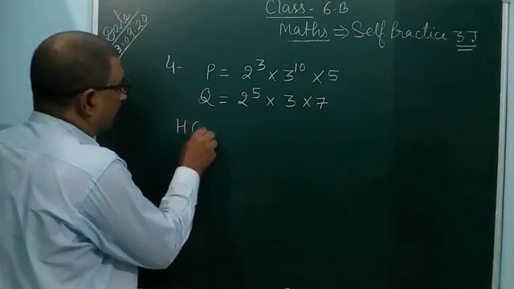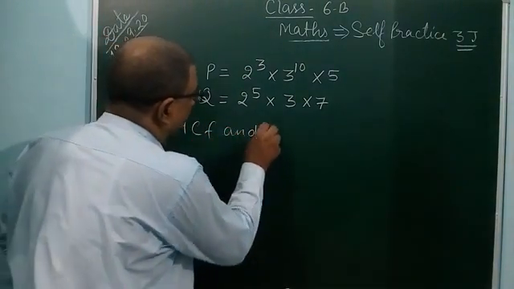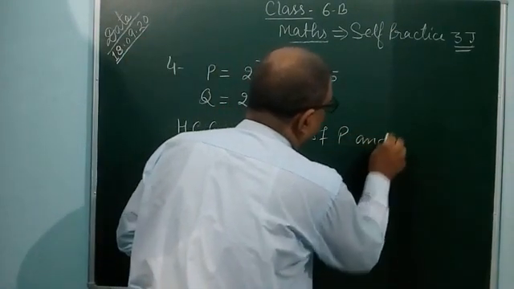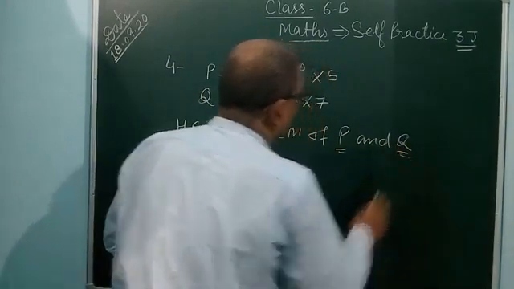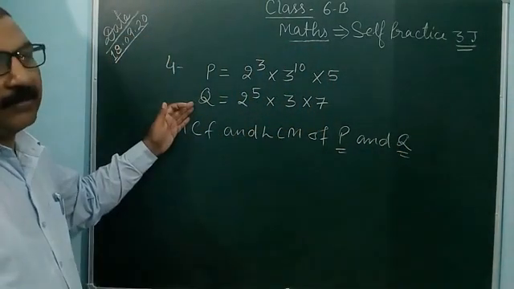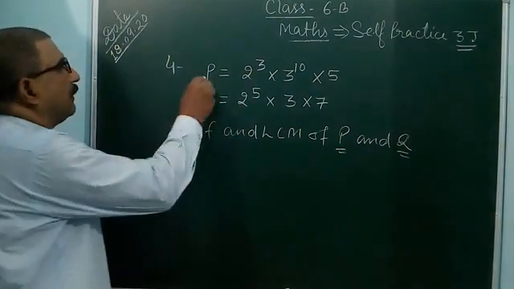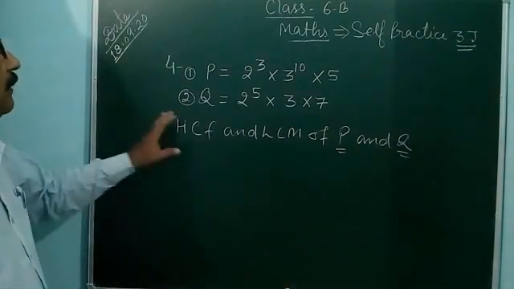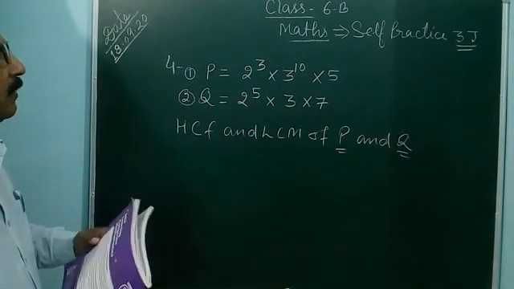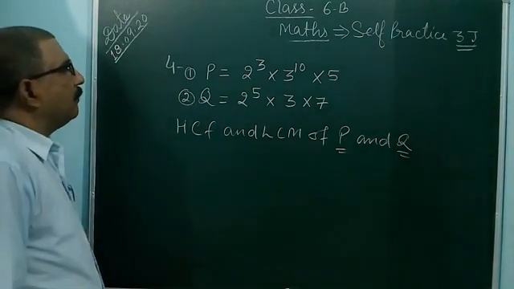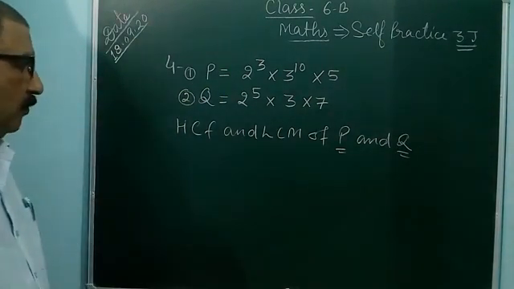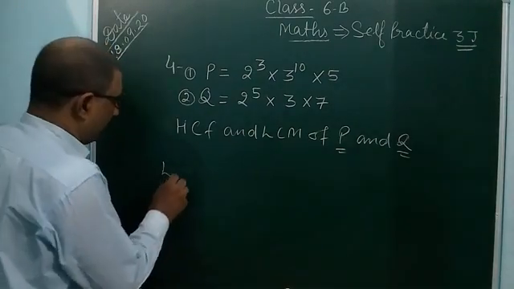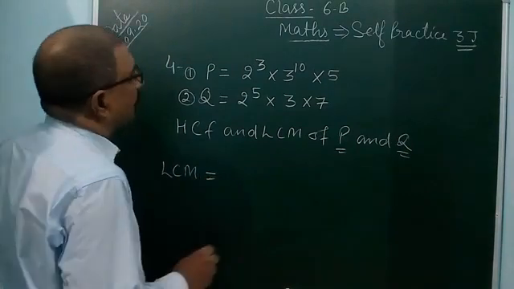So, the SCF and LCM of P and Q. Suppose P and Q are the given numbers. P is the first number and Q is the second number. So we find out the LCM of P and Q.